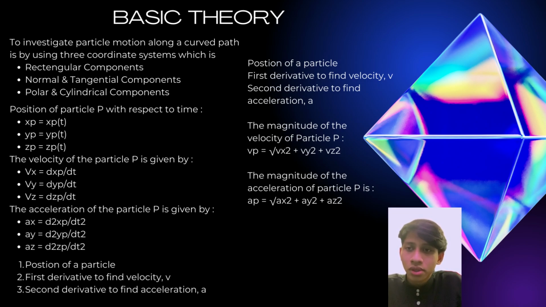The magnitude of the velocity of particle P is the square root of Vx squared plus Vy squared plus Vz squared. The magnitude of the acceleration of particle P is the square root of Ax squared plus Ay squared plus Az squared.